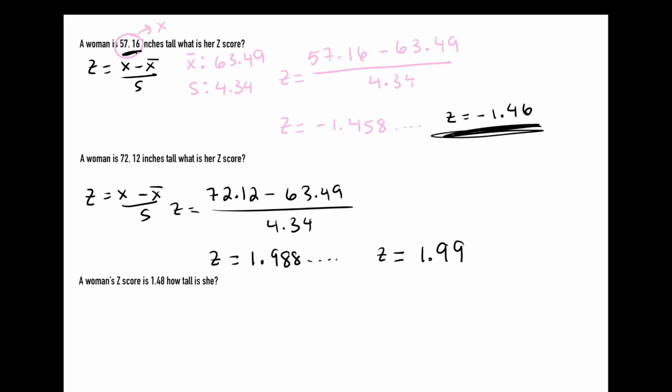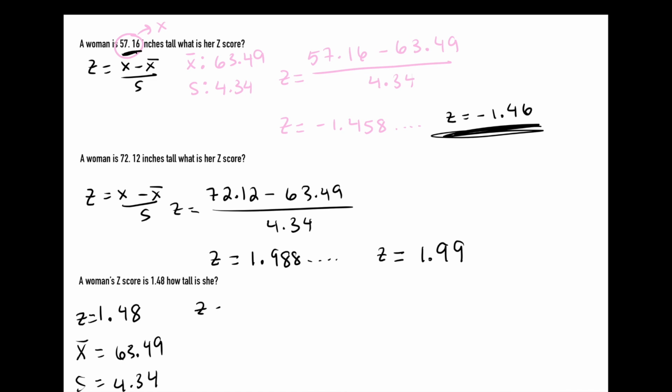Let's do the last example. In this problem, I'm given that the woman's Z-score is 1.48, but I actually don't know how tall she is. I don't know what X is, and I have to solve for it. Whereas in the other problems, I was given X, and I just had to solve for Z. So let's try this scenario. We're going to plug in 1.48 as our Z because that's the given Z-score we have. We already have our mean as 63.49 and our same standard deviation as 4.34.